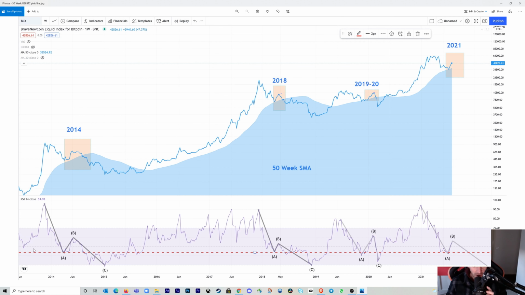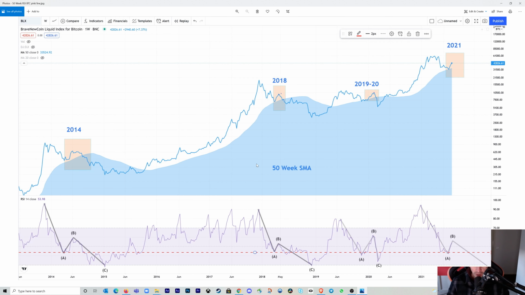It came down to this point, and I've put a red dotted line here to show us that particular point. And we did an ABC correction, essentially. We came down, we went up to only this section here, and then we crashed down again until we bottomed out. And you can see how that correlates to the price action in that cycle.